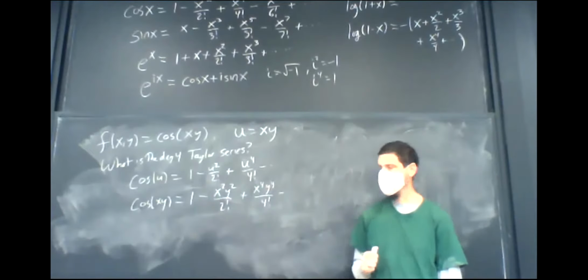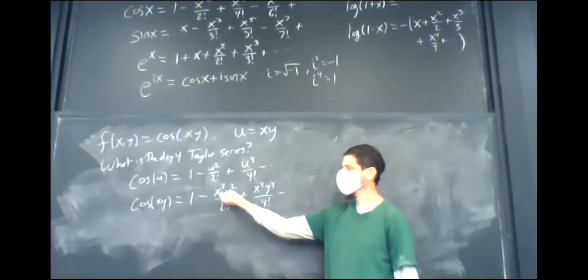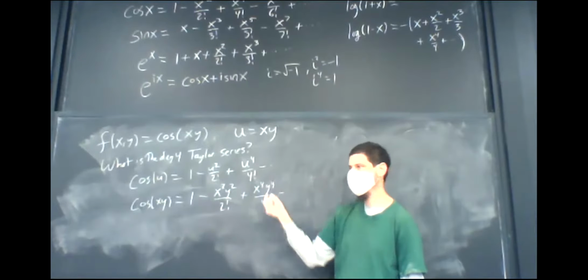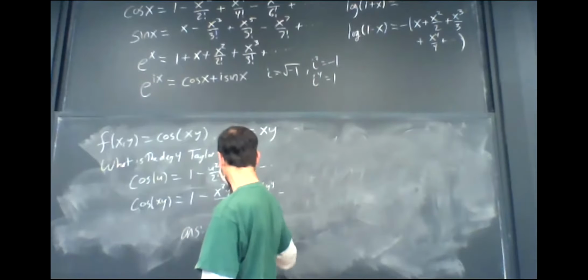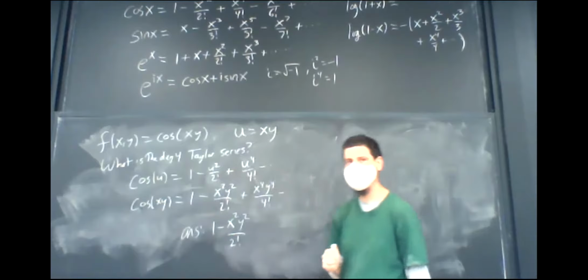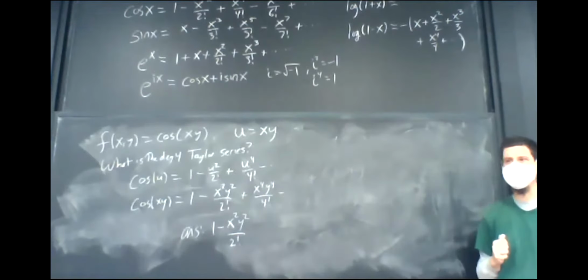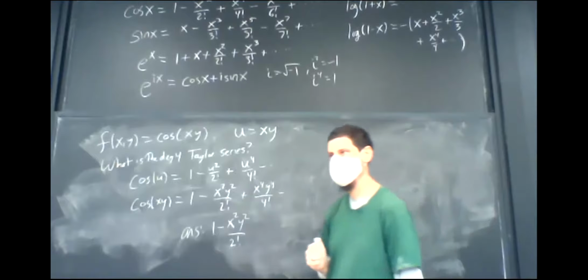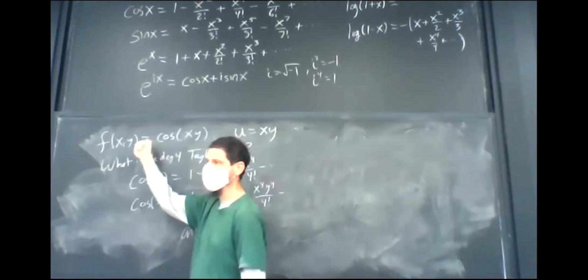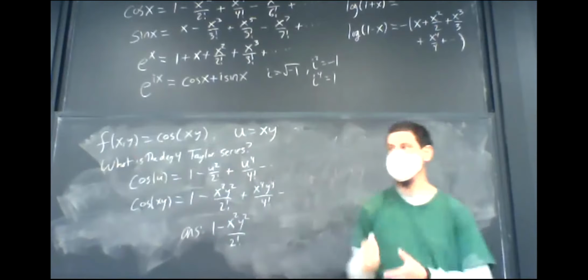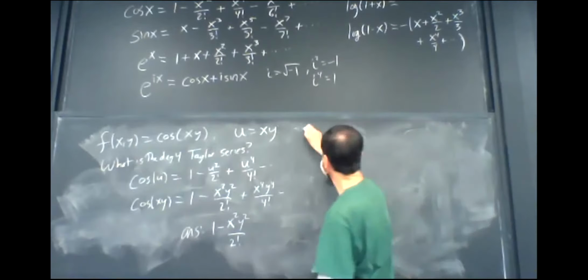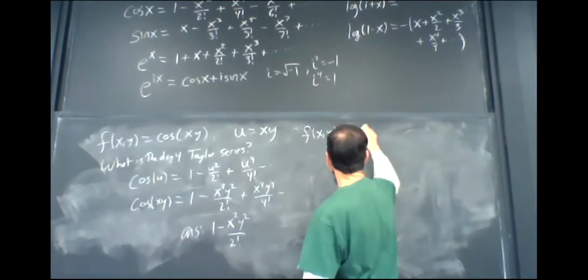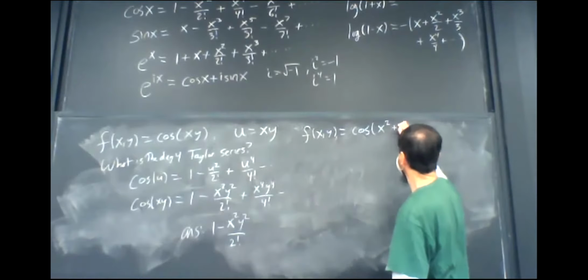If I want the degree 4 Taylor series, what's the degree of this term here, x squared y squared? 4. What's the degree of this term? 8. So it would just be 1 minus x squared y squared over 2 factorial. This is much better than calculating all the partials and putting it together. So if I can write my function as something whose Taylor series I already know, I can just substitute it in. What if I gave you f of xy is cosine of x squared plus y?